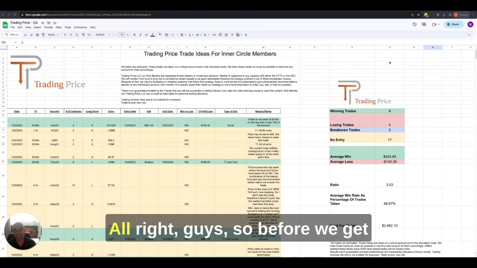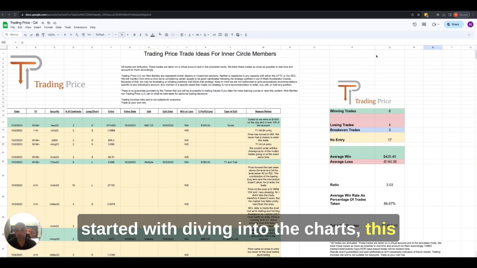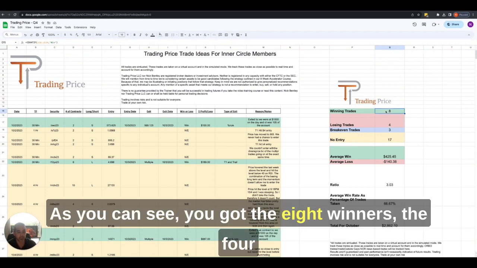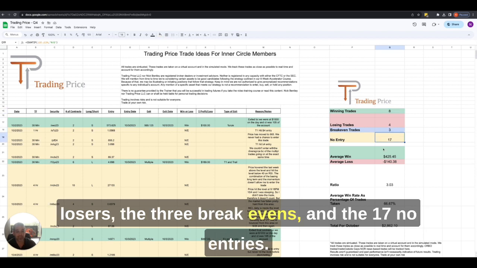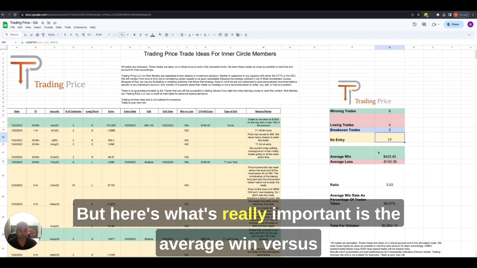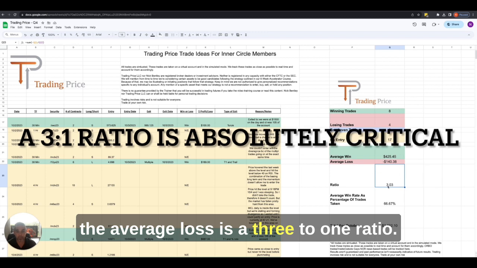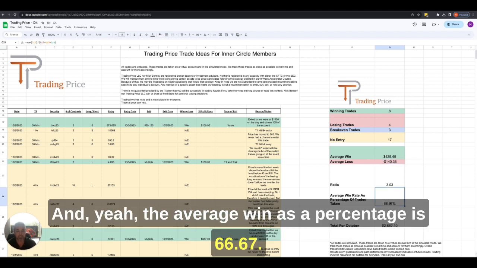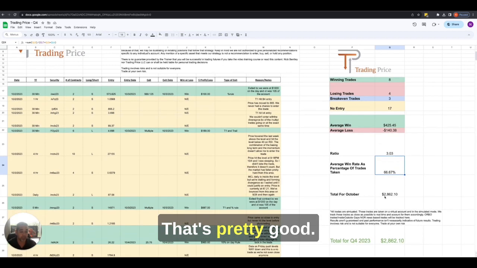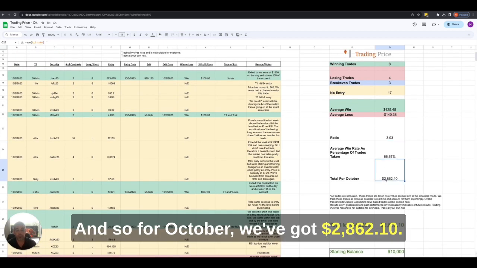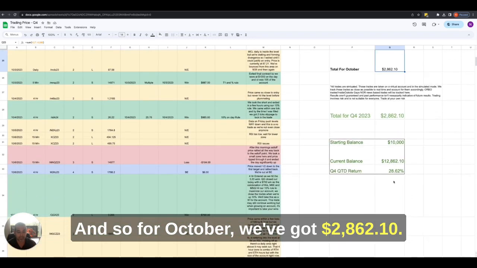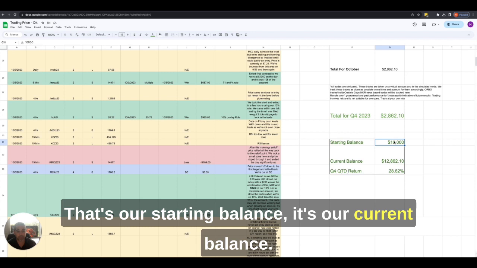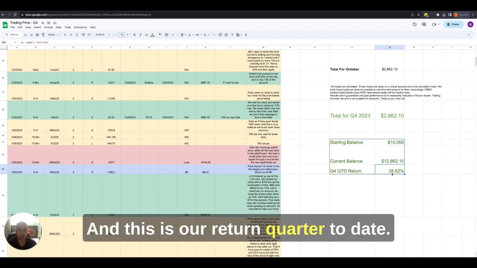All right, guys, before we dive into the charts, this is our tracking sheet. As you can see, you've got the 8 winners, the 4 losers, the 3 break evens, and the 17 no entries. But what's really important is the average win versus the average loss is a 3-to-1 ratio. The average win right now is 425.45, and the average loss is 140.38. The average win as a percentage is 66.67. That's pretty good. For October, we've got $2,862.10. That's the total for the quarter. That's our starting balance, this is our current balance, and this is our return quarter to date.